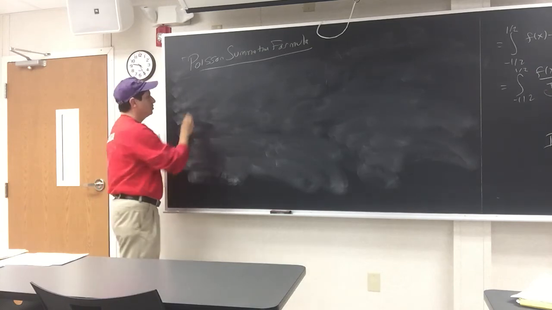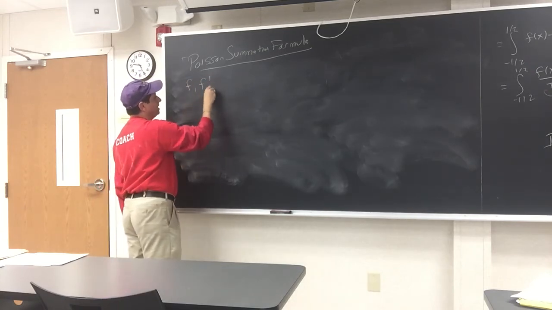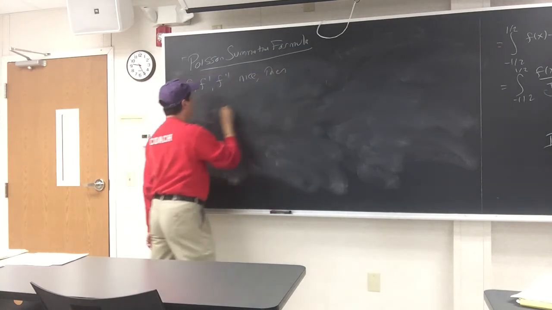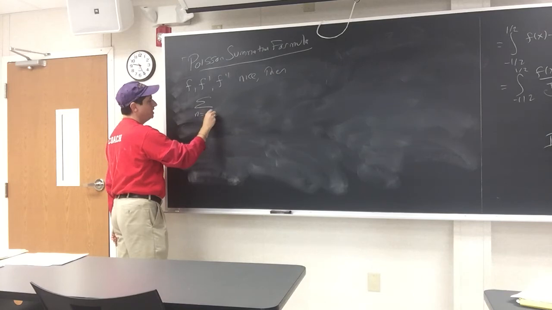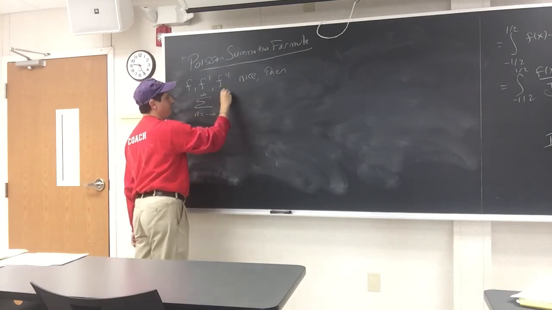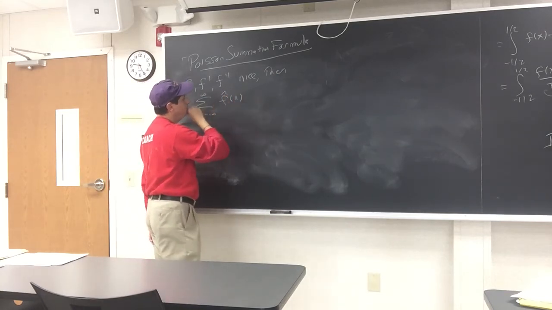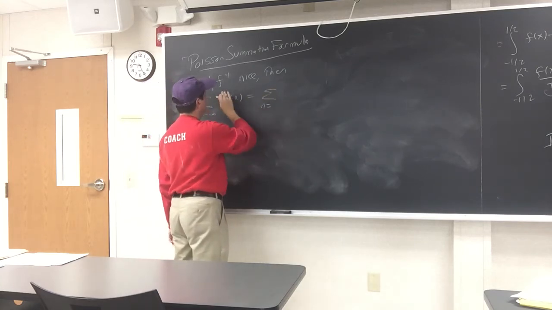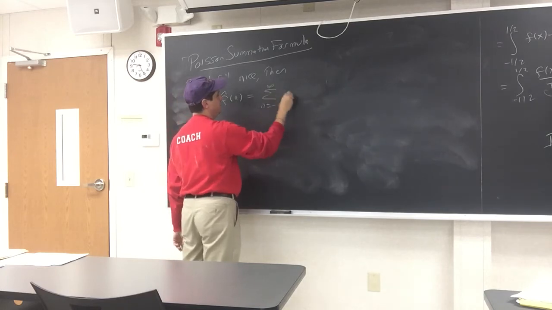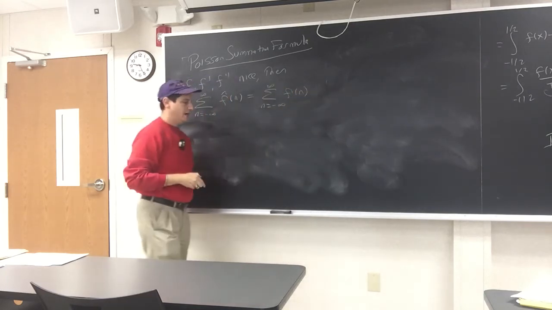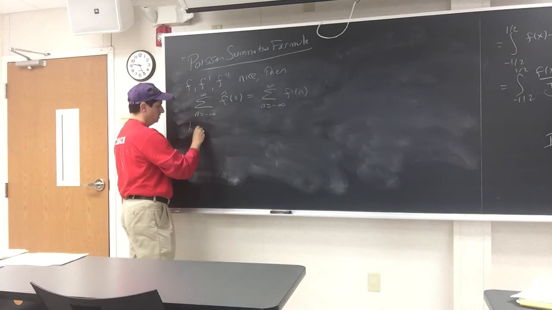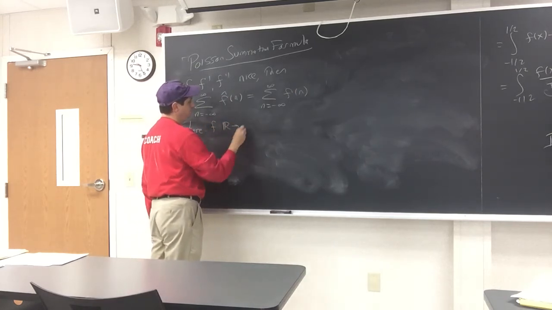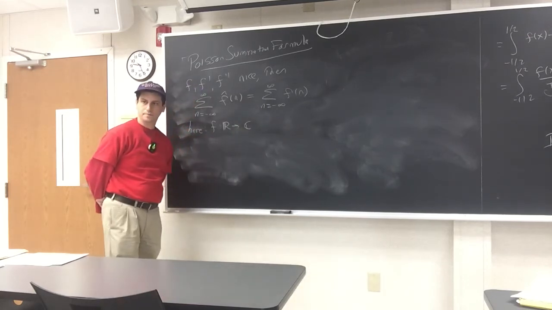All right, so the Poisson summation formula. Let's say f hat and f double hat are nice. Then the sum, n goes from minus infinity to infinity, of f hat of n equals the sum, n goes from minus infinity to infinity, of f of n. And here, f is a function from R to C. So it's not from 0 to 1.